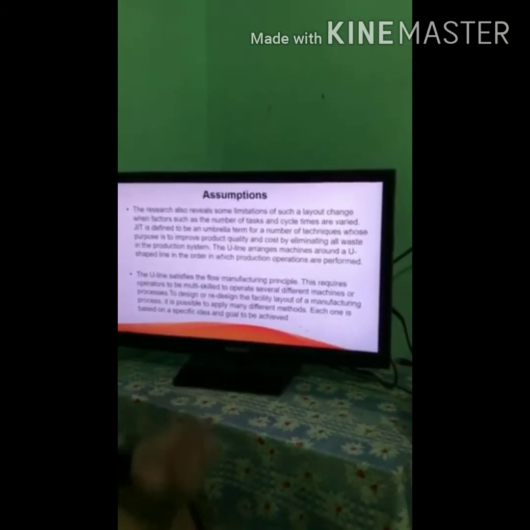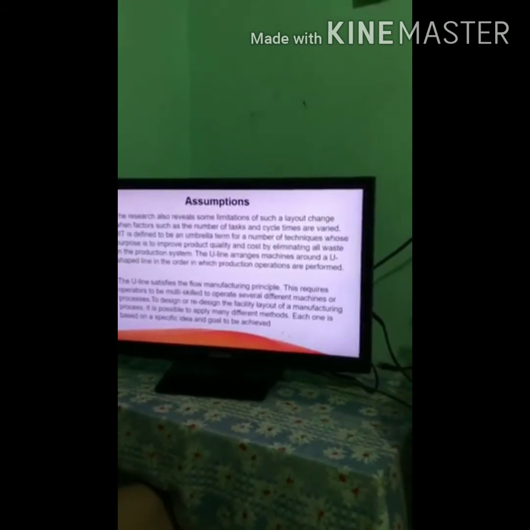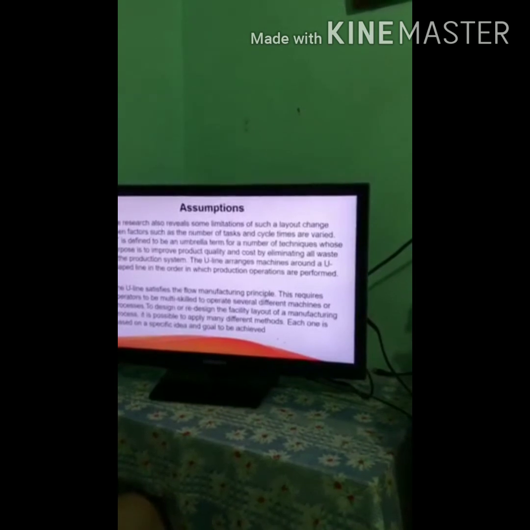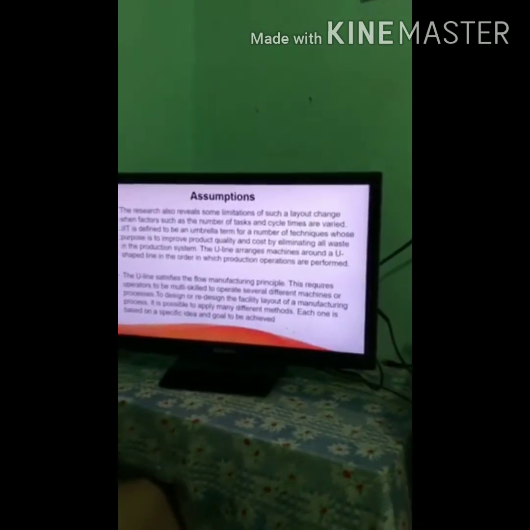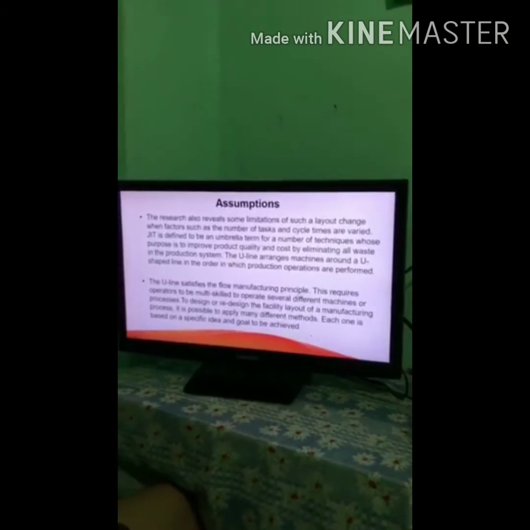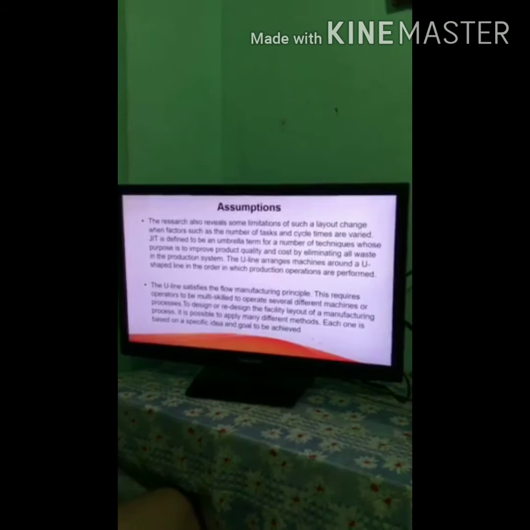So the U-line arranges machines around a U-shaped line in the order in which production operations are performed. So the U-line satisfies the flow manufacturing principle. This requires operators to be multi-skilled to operate several different machines or processes.